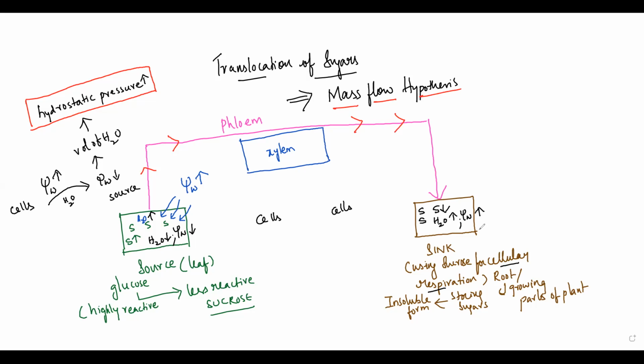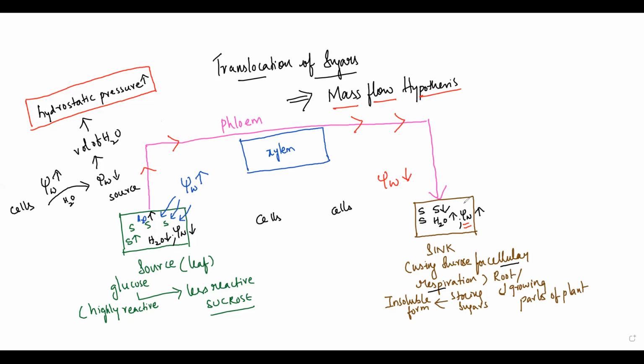Okay, children. Now, what is happening here? The hydrostatic pressure is high, so it's pushing the sap. But where does it push? It pushes towards where the hydrostatic pressure is less. That is going to be your sink. How is that? See now, the water potential inside is high, but the water potential comparatively outside is going to be less.